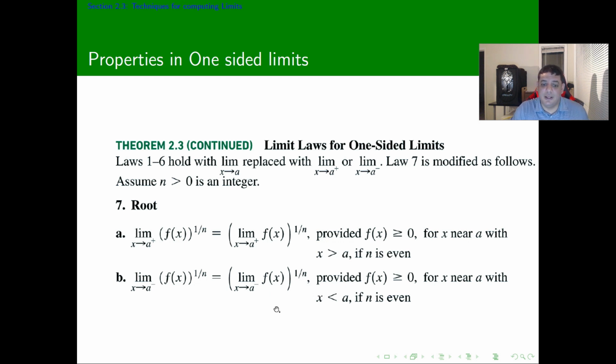Okay, and so that's what happens, and we have issues in there. If n is odd, then we're not going to have any issues. Okay, and that's going to be okay in any of the cases, but we just gotta be careful when n is even.